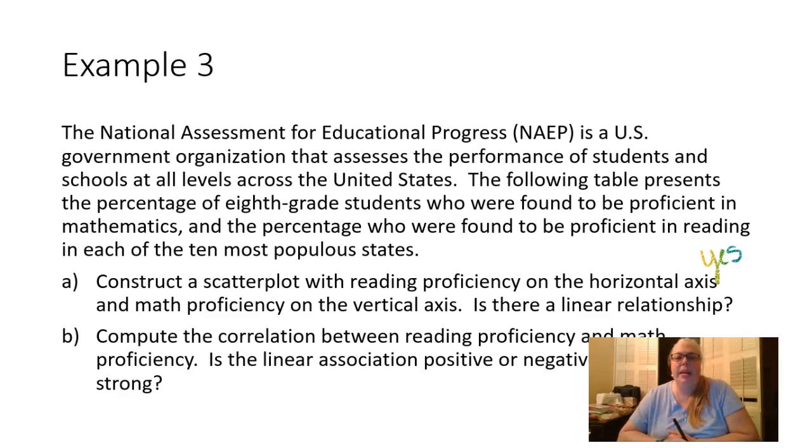Okay, now B is asking us to compute the correlation between reading proficiency and math proficiency. And then we're supposed to determine if the linear association is positive or negative, and if it's weak or if it's strong. Okay, so what I'm going to do is I'm going to pull up Excel, and I'm going to let Excel do the work for me, because I'm going to show you how to do this using the formula, and then I'm going to show you how your calculator can do it for you.